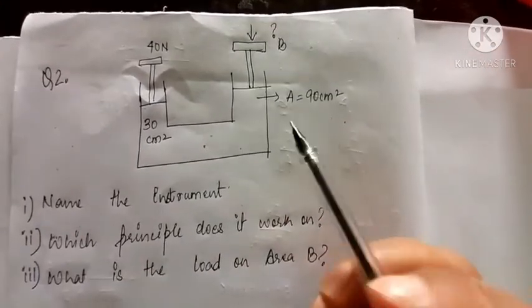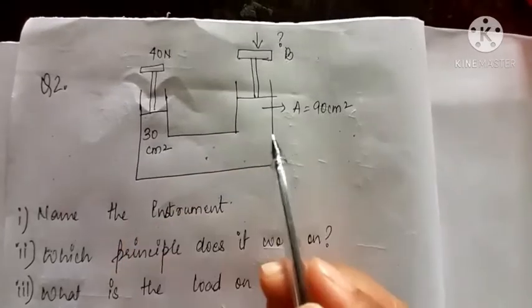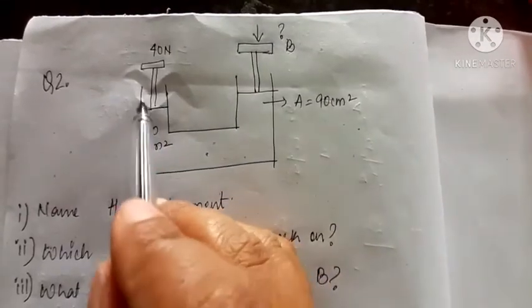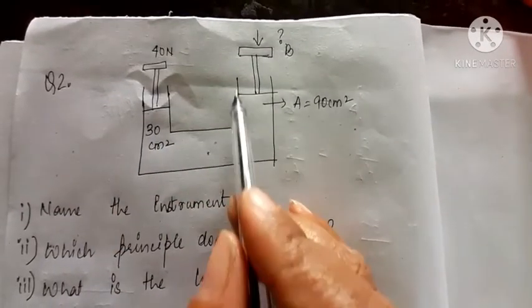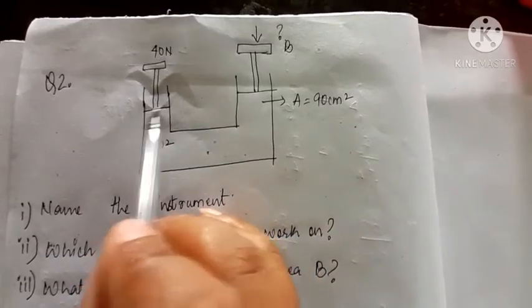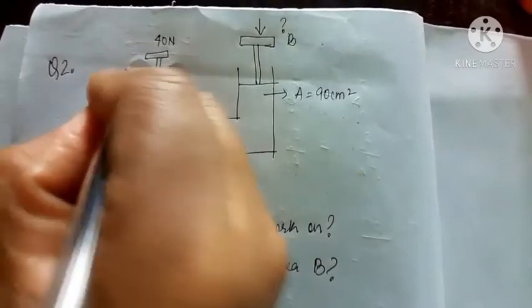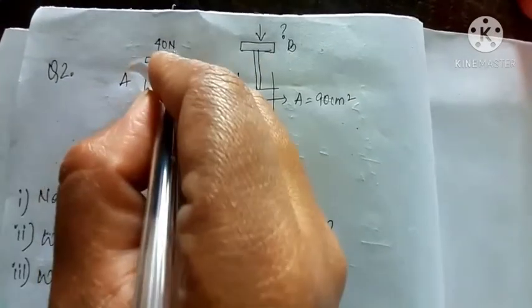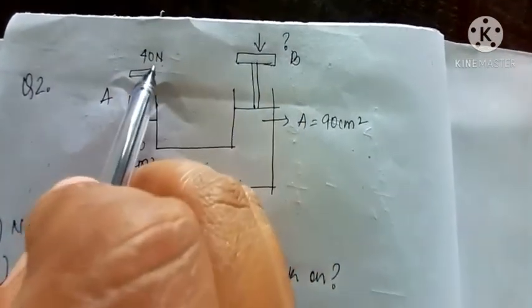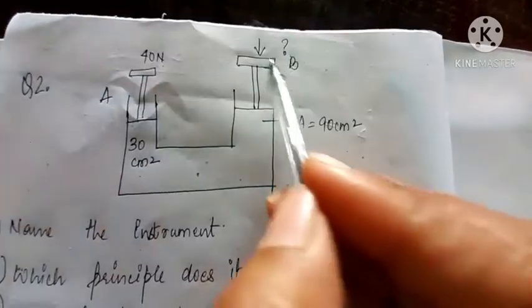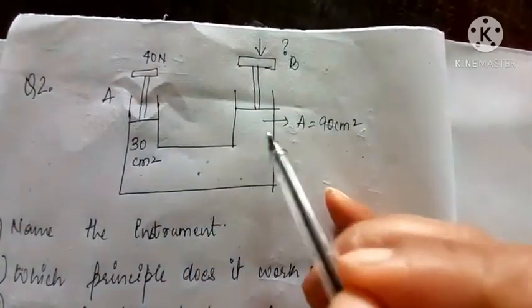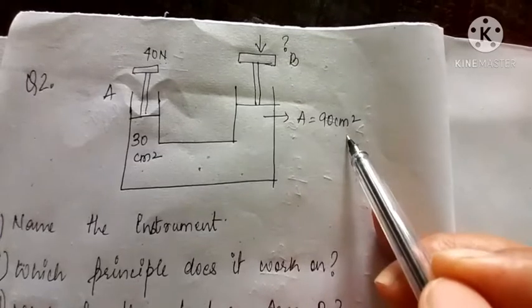Now students, this is for numerical number 2, the same numerical. There is one machine, again this diagram is given, and the area for this is 30 centimeters square. This is A and this is B. For A, the force is 40 Newton. B, force is not given. Area for B is 90 centimeters square.